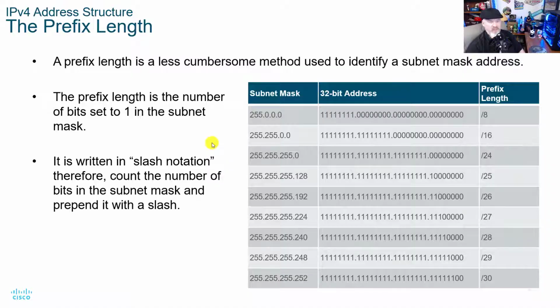The prefix length is a less cumbersome method used to identify a subnet mask address. So the prefix length is the number of bits set to 1 in the subnet mask. That's what I was just telling you. So when it gets to 0, you know everything to the left is the network. It's written in slash notation though.